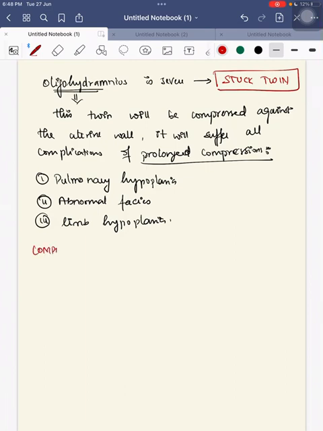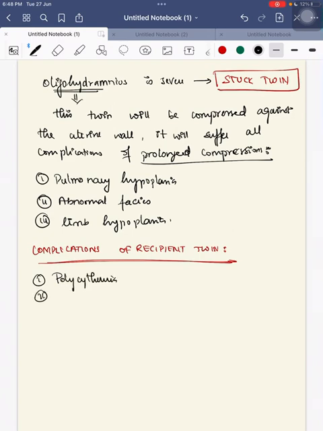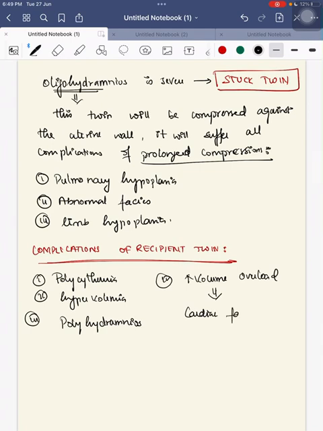Next we will see the complications of the recipient twin. Since it receives all the blood from the donor twin, the child will be polycythemic, hypervolemic, and third, there can be polyhydramnios. Due to the volume overload, that is hypervolemia, the child will go on to cardiac failure. Finally, it will present as fetal hydrops in severe stages. So these are the complications of the donor twin and the recipient twin.